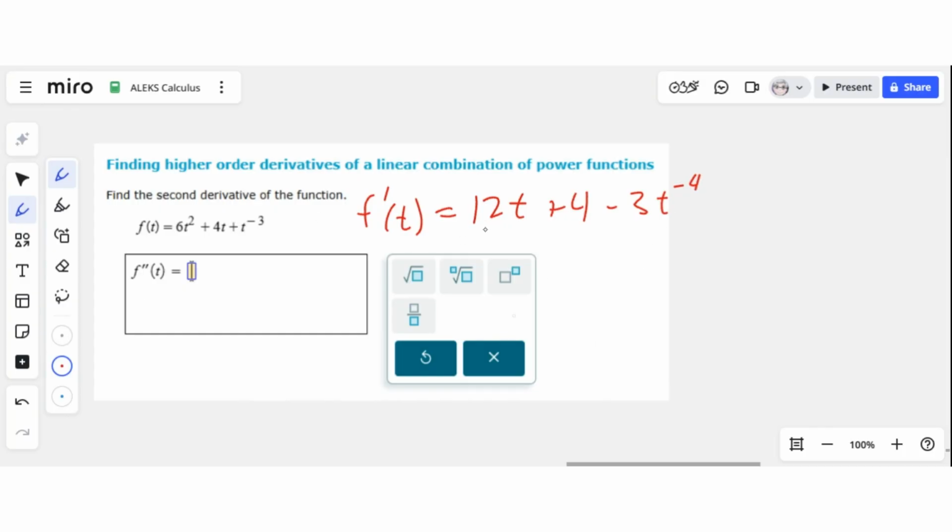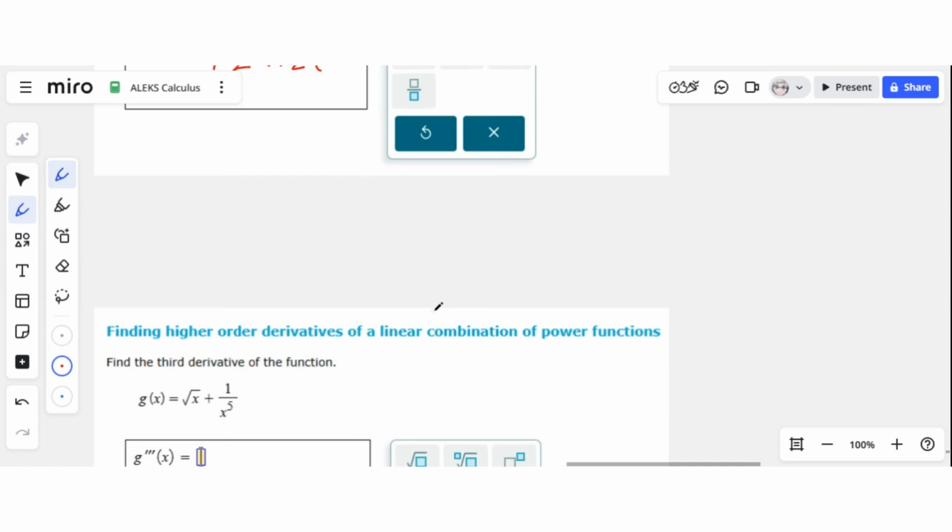Now, when we do the second derivative, this 12t just becomes a 12. The 4 goes to 0, so I'm not even going to write it. The derivative of a constant is always 0. And then we've got negative 4 times negative 3, that's plus 12t to the negative fifth. I think I've got one more here.